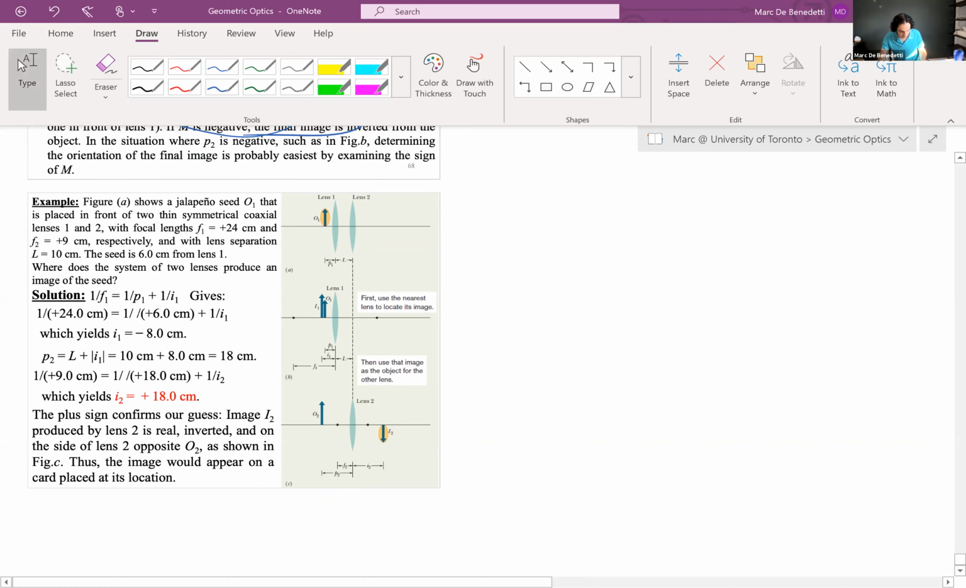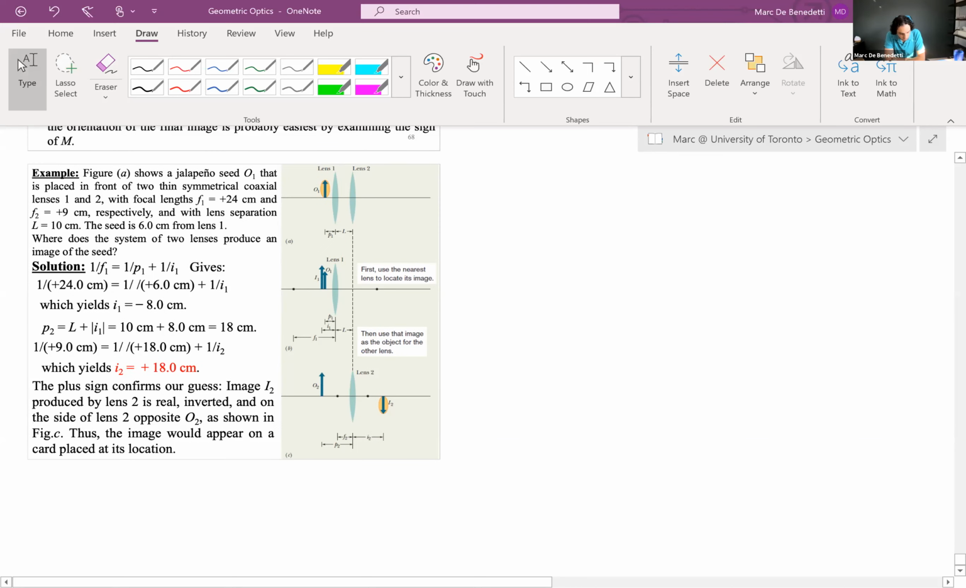Okay, so let's do this before too much time goes by. Panel A shows a jalapeno seed labeled as O1 that is placed in front of two thin symmetrical coaxial lenses, lenses 1 and 2, with focal lengths of positive 24 centimeters and positive 9 centimeters respectively, with a lens separation of 10 centimeters. So they're 10 centimeters away from one another. Both of the focal lengths are positive, which means they're both converging lenses. They're both convex lenses. And the seed is known to be 6 centimeters away from lens 1. Where does the system of the two lenses produce the image of the seed?